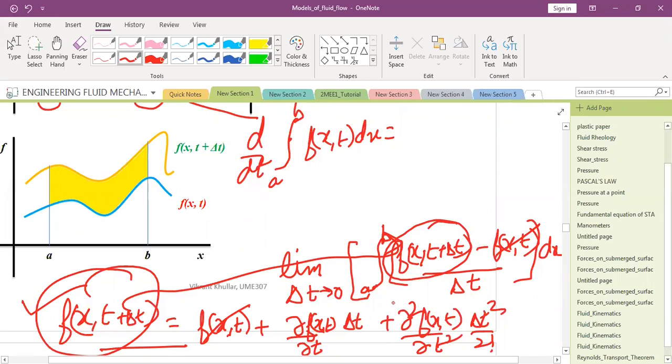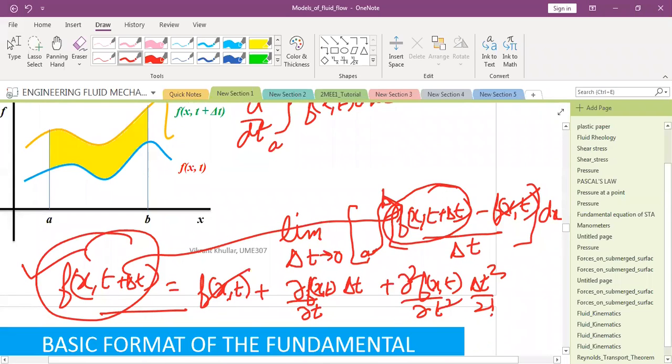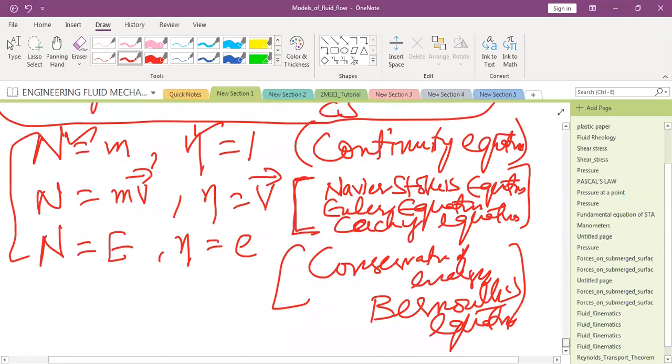Which expression? This one? Yes, please, what are you asking? Sir, how did this come? Which one? The lower one, f of x, t plus delta t in the form of f of x, t plus delta t. Okay, so you have studied Taylor series or not?